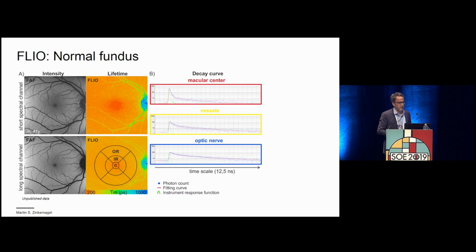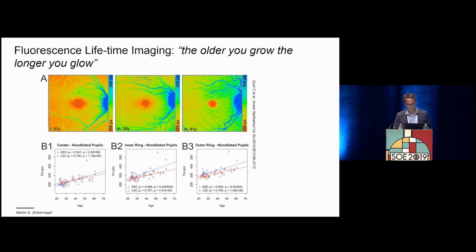Now, let's have a look at the normal FLIO image. Once again, you see the autofluorescence intensity image over here on the left and the FLIO image on the right. You can see that the macula has quite short lifetimes, so it has a red color, and the vessels are longer, so they're in blue, and this is well defined by these decay curves. This decay curve is quite fast, so there's a fast decay of fluorescence, whereas above the vessels and the optic nerve, you have a longer decay curve.